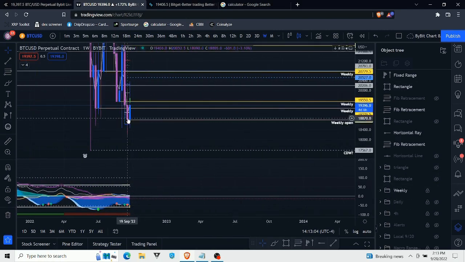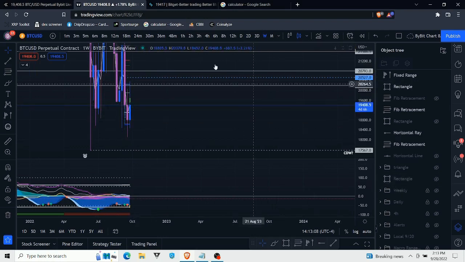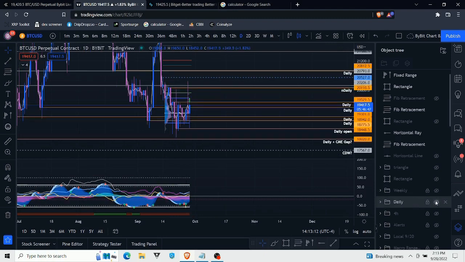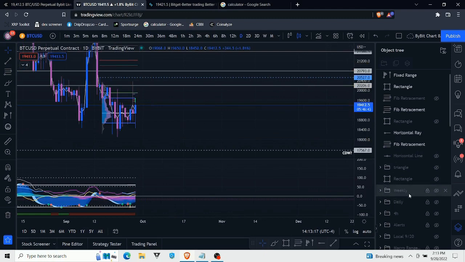I mark out all of the weekly levels that are inside this range. Then I go down to the daily time frame. I mark out all the significant daily levels, and I do the same on the 4 hour, and then I just organize those levels into folders.